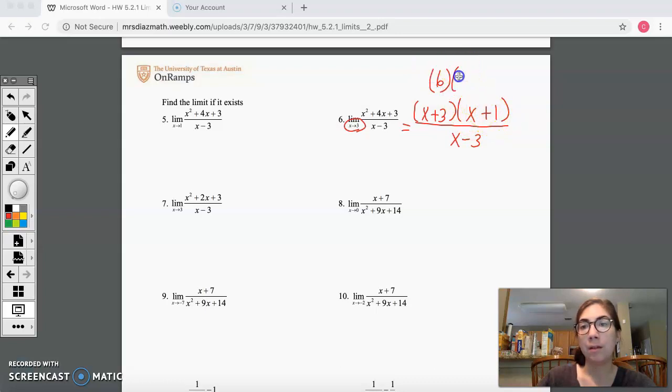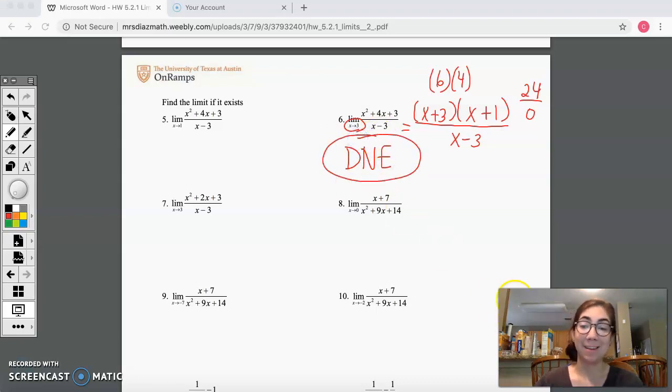3 plus 1 is 4. So 6 times 4 is 24 over 3 minus 3. Now that unfortunately is 0. So when we get 24 divided by 0, that is undefined, which means the limit does not exist for number 6. Remember though, you do have to factor before you can substitute. So factor first and then substitute.